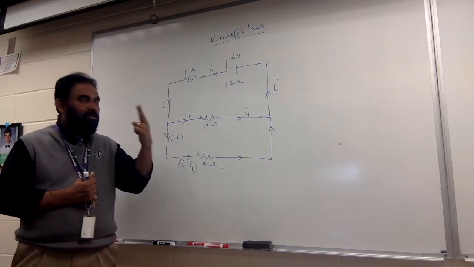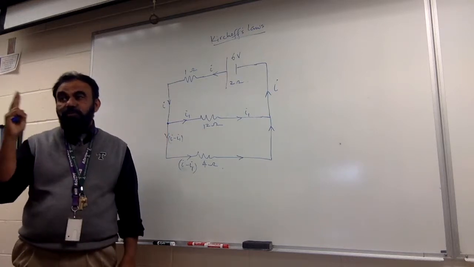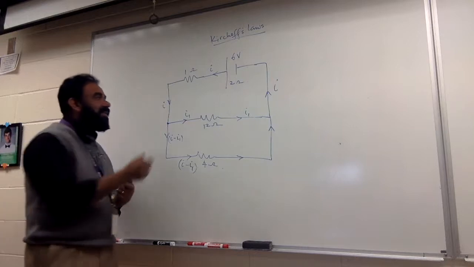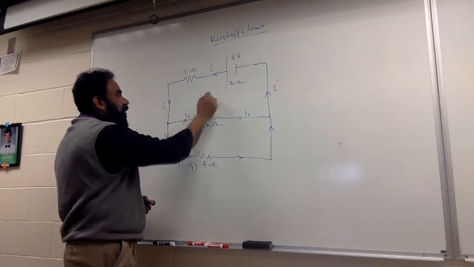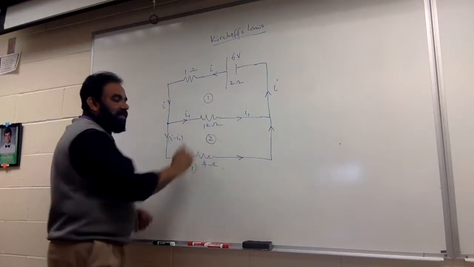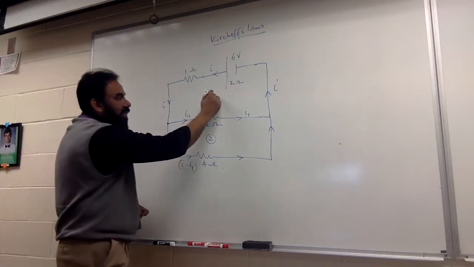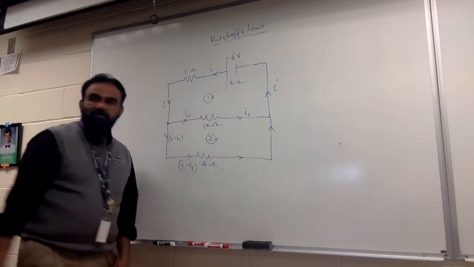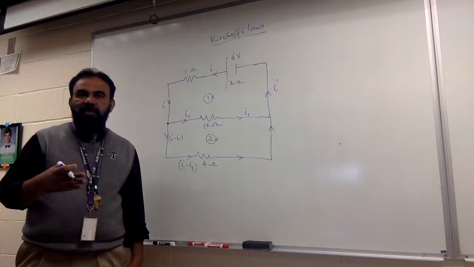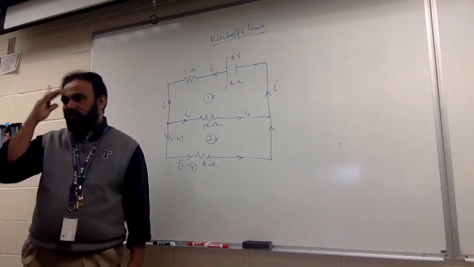So how many variables here? 2. Therefore, you just need to work with only 2 loops. Which loops are you going to work with? I'm going to work with this loop first and this loop next. And in both cases, I'm going to go clockwise. When I do the job, I always go clockwise. So I'll just make it a point.